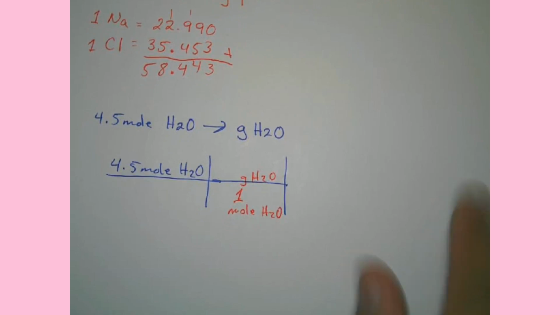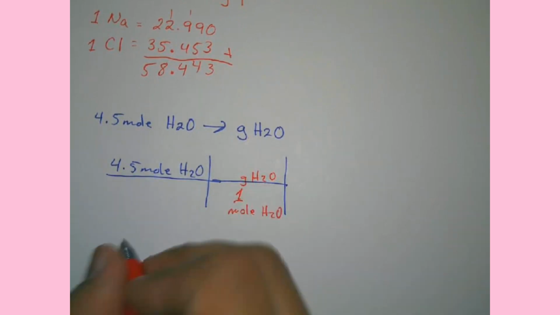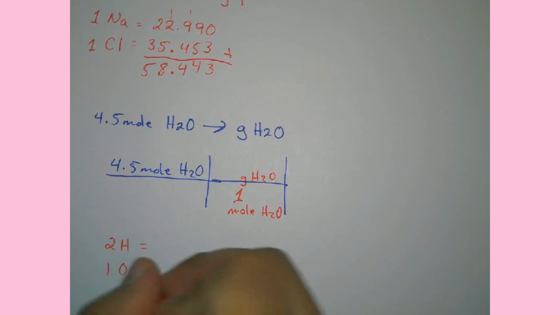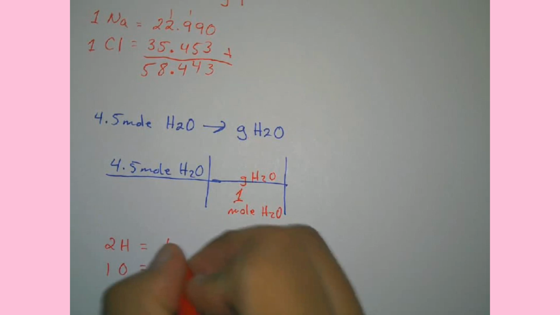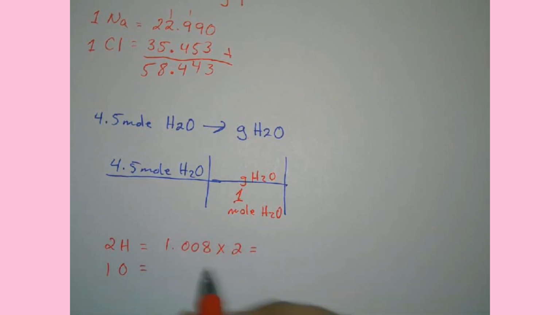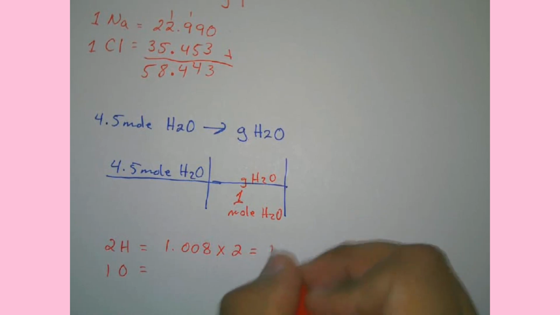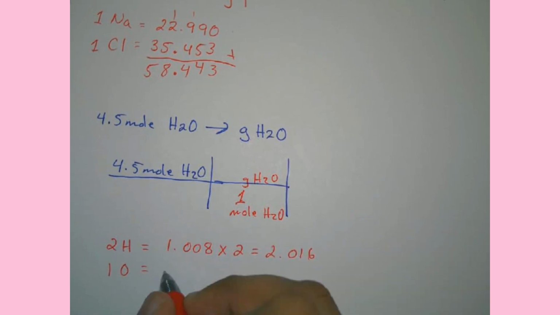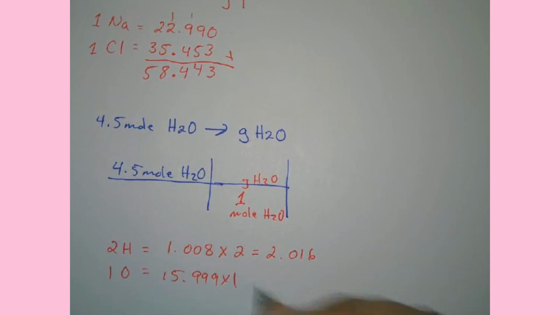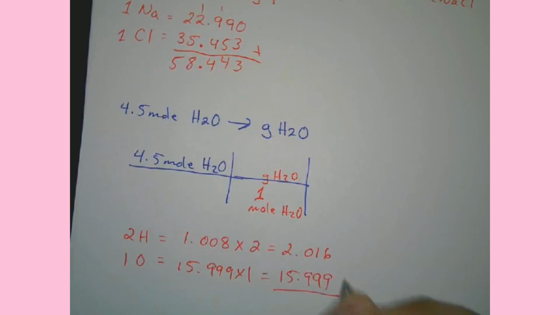Well, let's see what we have with water. We have 2 hydrogens and 1 oxygen. Okay. So if I look up on the periodic table, hydrogen weighs 1.008, but I have 2 of them. So 1.008 times 2 is 2.016. Now oxygen, looking on the periodic table, weighs 15.999. I have 1 of those guys, so it's just 15.999. My last step is to add it together.